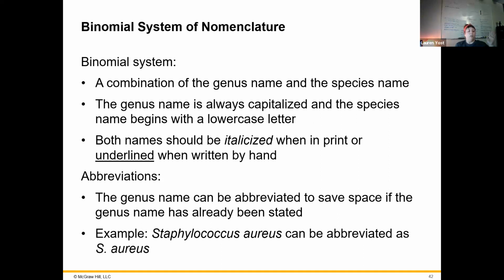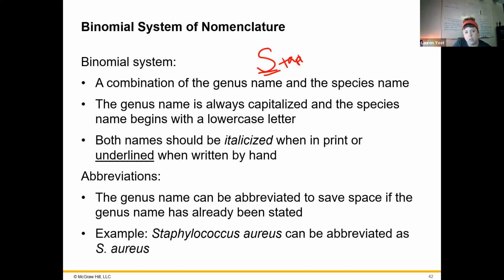Now, binomial nomenclature being naming, okay? So the binomial system of naming. It's literally just going to always be capital first word. Capital first word.